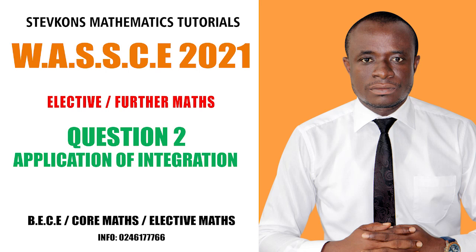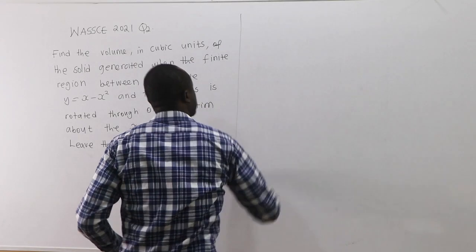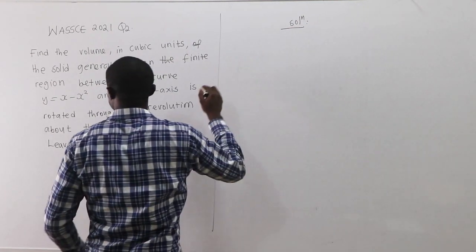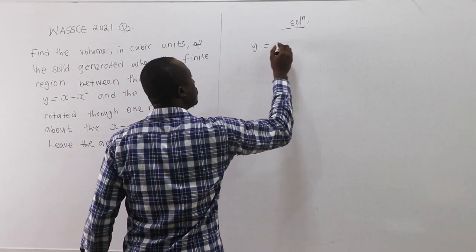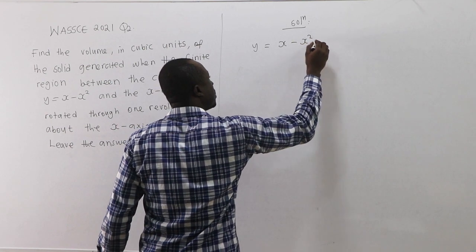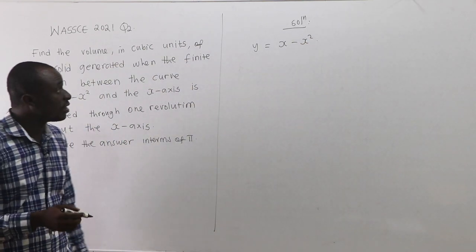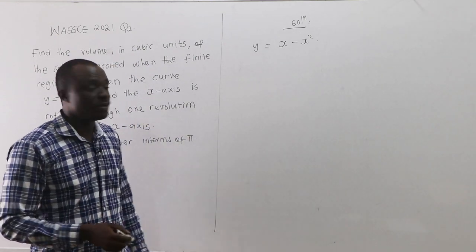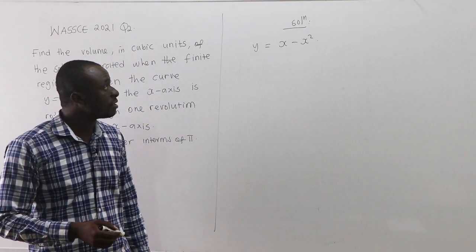Now this is Elective Maths WASSCE 2021, question number 2. So first, what is the curve given to us? We are given y equal to x minus x squared. We are being asked to find the volume. We have to know the upper and the lower limit. We have to first sketch the curve.